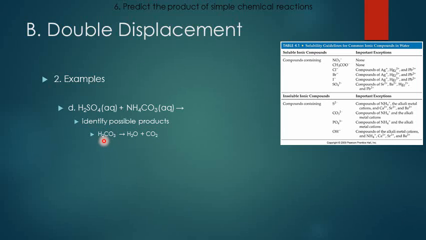Whenever it is formed and we're in solution, as we are here, notice both of these are dissolved in water, that immediately breaks apart and gives you water and carbon dioxide. Immediately. This H2CO3 really does not exist at all. The other possible product would be the ammonium sulfate, the ammonium ion combining with the sulfate ion as we see here. So we want to look at our solubility rules.